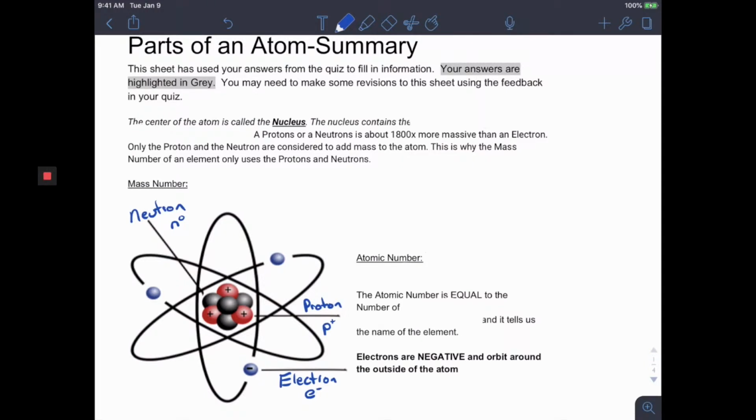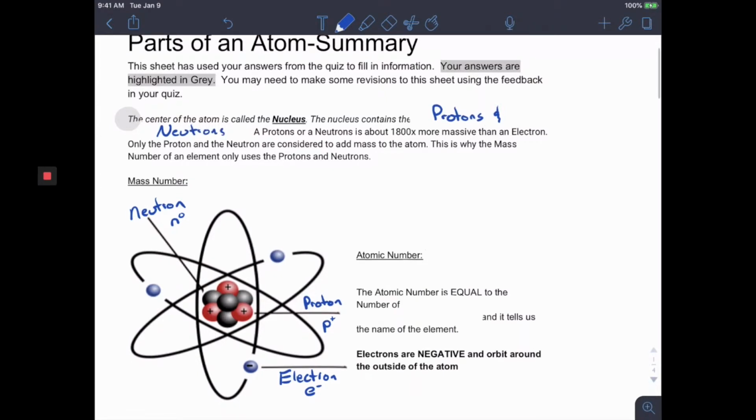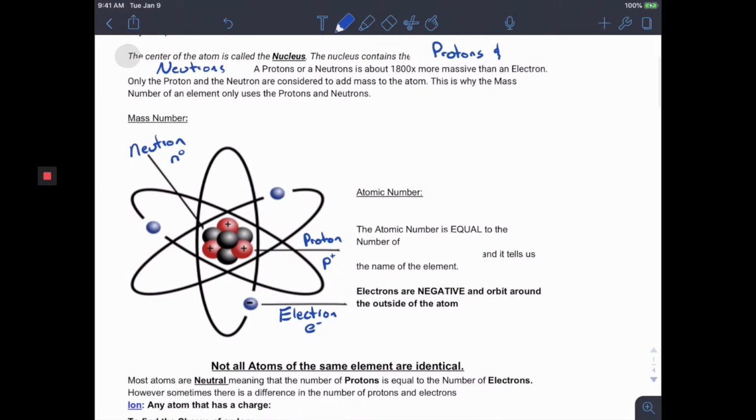Let's go back up now and start reading. The center of the atom is called the nucleus, and the nucleus contains the positive protons and neutrons, which are neutral. So if you didn't have that down, this is where you would go ahead and make the revision as possible. Okay. Scroll back down here.